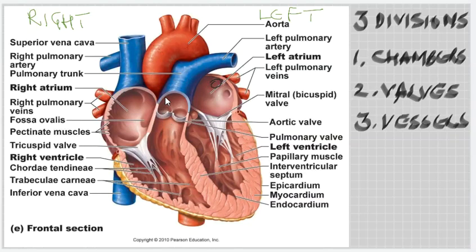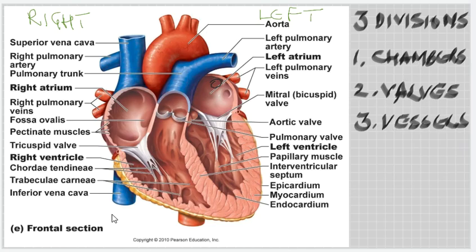Hi, in this session we'll study the structure of the human heart, or the anatomy of the human heart. The word anatomy means structure. Now the human heart, for the sake of understanding it simply, can be divided into three divisions: the chambers, the valves and the vessels. Let us have a look at the chambers of the human heart.